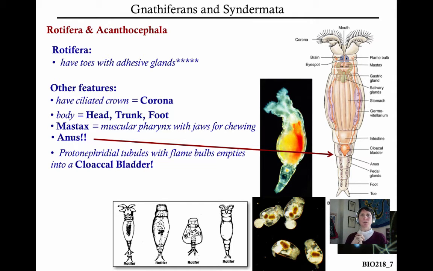So last time you were introduced to protonephridia. Protonephridia are like primitive kidneys that are composed of these flame cells. Rotifers have these flame cells as well. They're a little further developed than what we saw last time, and they empty into what's called a cloacal bladder. This is a new concept for you.